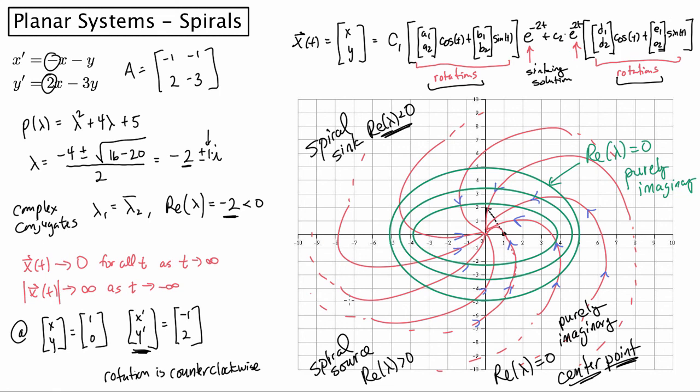All right, we've described all of the important cases at this point with nodes, with saddles, and with spirals. In the next video that we're going to look at, we're going to try to put it all together and describe a general theory of what's happening here.